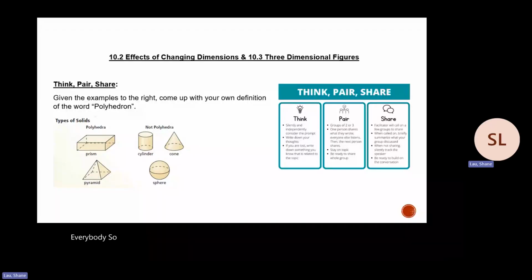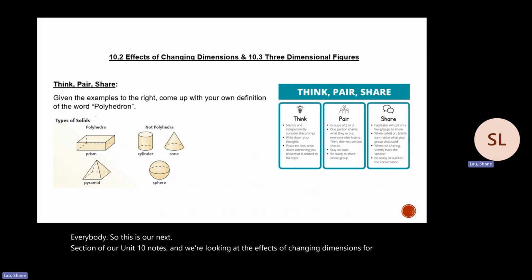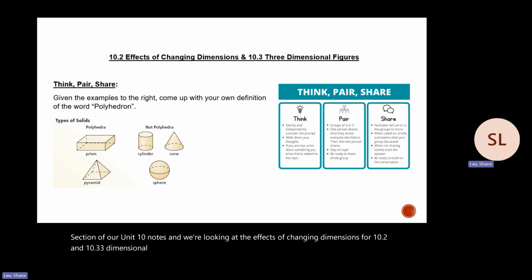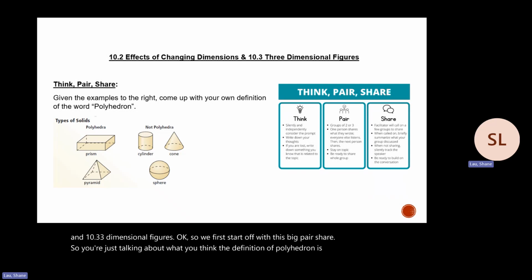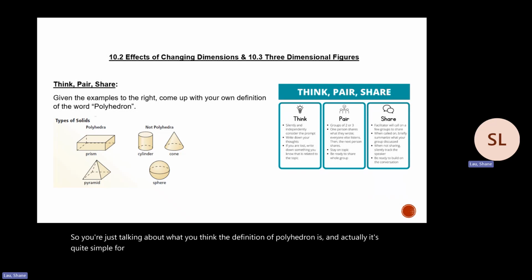All right, everybody. So this is our next section of our Unit 10 notes, and we are looking at the effects of changing dimensions for 10.2 and 10.3, three-dimensional figures. Okay, so we first start off with this think, pair, share. So you're just talking about what you think the definition of a polyhedron is, and actually it's quite simple for us. What we're going to say is a polyhedron.